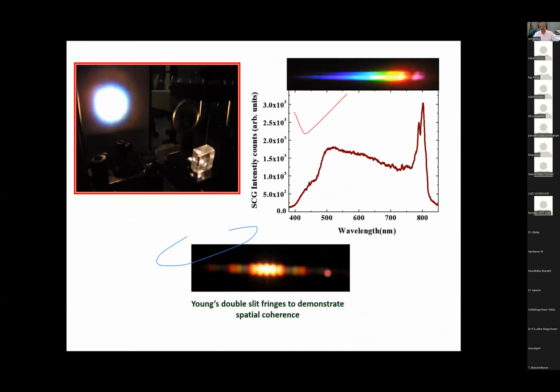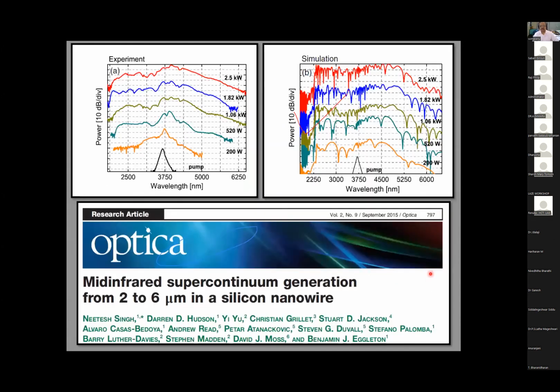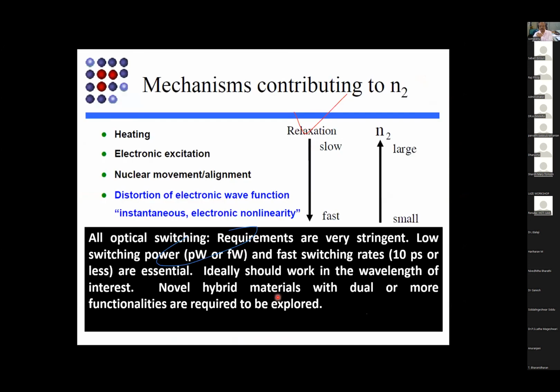Another way to achieve broadband light: people have achieved 1 to 4.5 microns, 1.8 to 4 microns by changing the material, different materials. 2 to 6 microns in a silicon nanowire, small material, people have achieved supercontinuum generation, photonic crystal fibers. So as I said, for mechanisms contributing to N2, heating will give you a very large N2, but a very slow one. Electronic nonlinearity gives you a small magnitude, but very fast. So when you talk of all optical switching, people talk of picowatt or femtowatt required to switch from one state to the other state, 0 to 1.